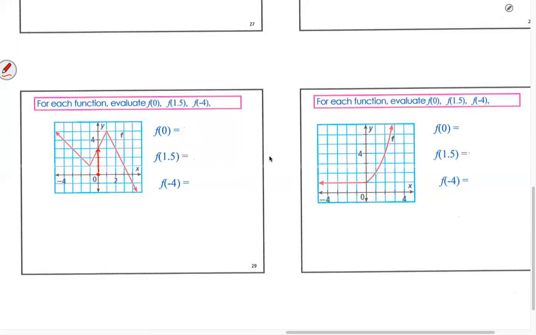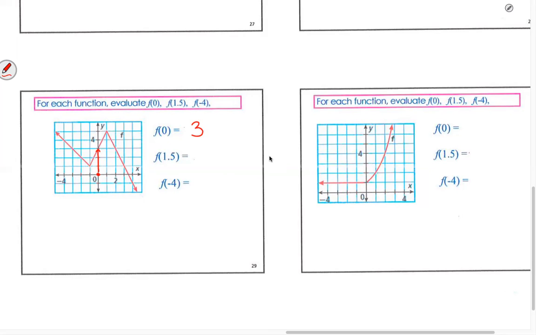Yeah, look at your graph. So put a point at 0 and then trace it up to your line. That's what I'm talking about. 3. So f of 0 is 3. Let me see if this helps. Liam, does that help at all? Yeah. Okay. So f of 0 is 3.